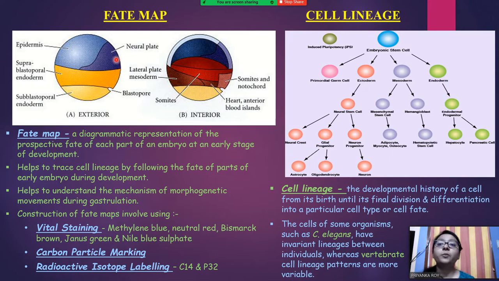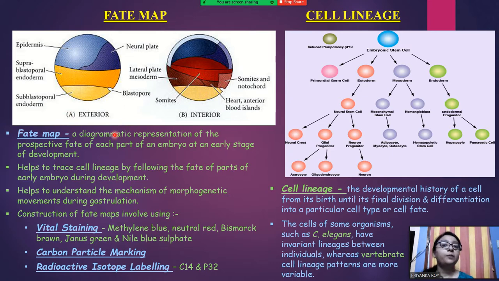epidermis, these will form the neural plate, and in the interior, if you see the interior side of the blastula, you will see that this portion will form the heart, this is the mesoderm. In this way, the different portions of the embryo are labeled according to the part of the body, according to the region it will produce in the course of development.